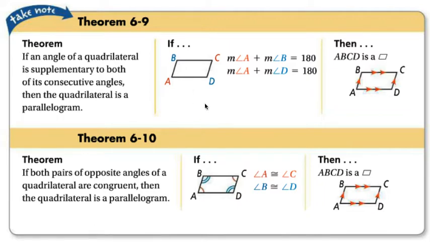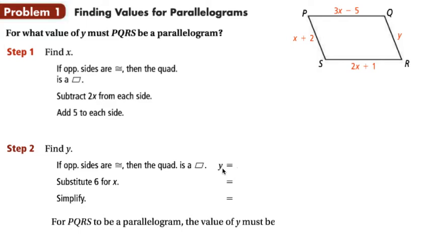Theorem 6.10 tells you that if you have both pairs of opposite angles in a quadrilateral being congruent, then you also have a parallelogram. And so let's go ahead and try a problem with some of those three theorems.